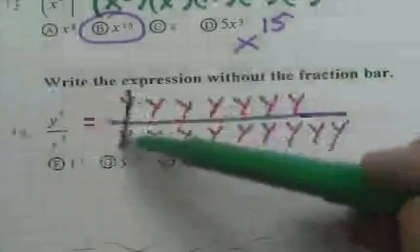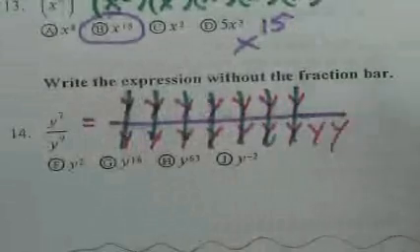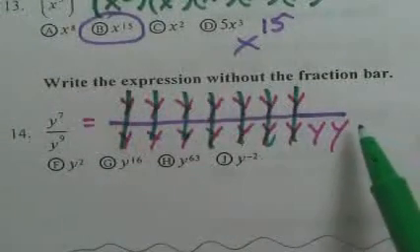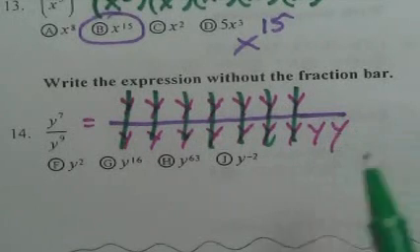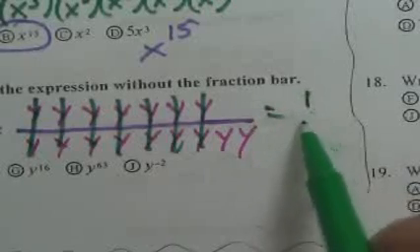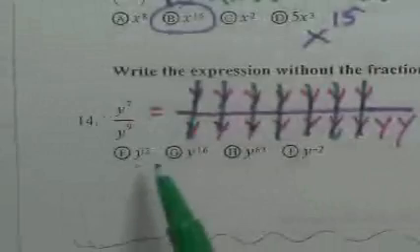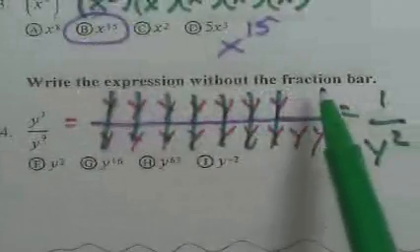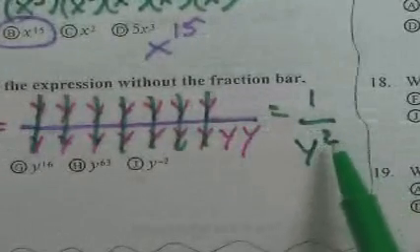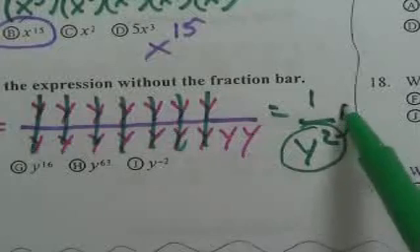So let's see, these will reduce to 1. And right here, you're left with y squared on the bottom. So basically, we have 1 on top and y squared on the bottom. But you know what? None of those answers are there. The reason why is they said, write the answer without a fraction bar. So, in other words, we need to take this and move it up.